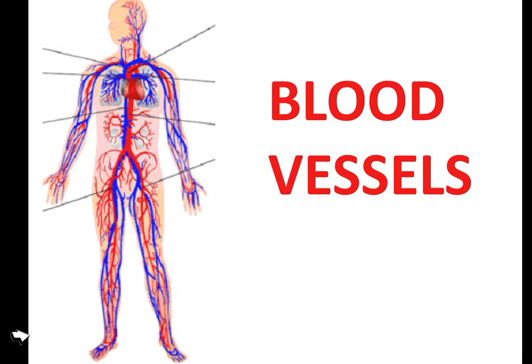Hi friends, blood vessels. We started the circulatory system in humans, and so I thought I'd just do a quick one on the major blood vessels. As you probably know, there are three types of blood vessels. There's the arteries, capillaries, and veins.